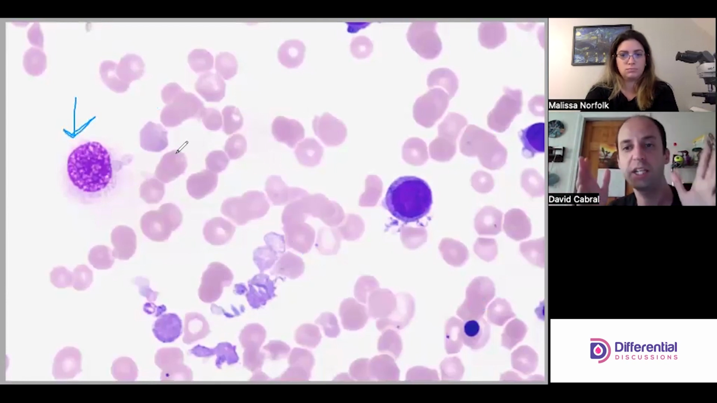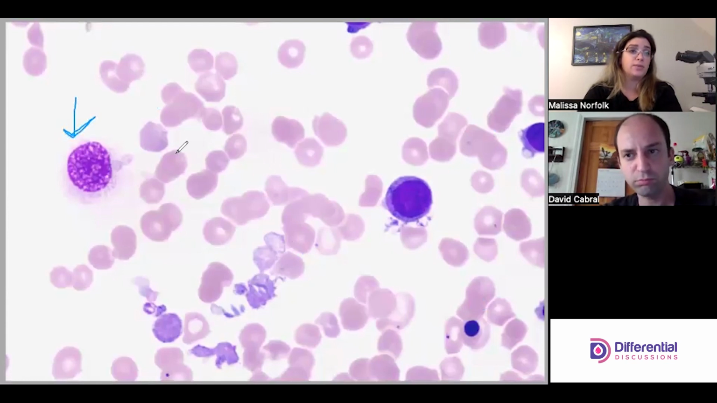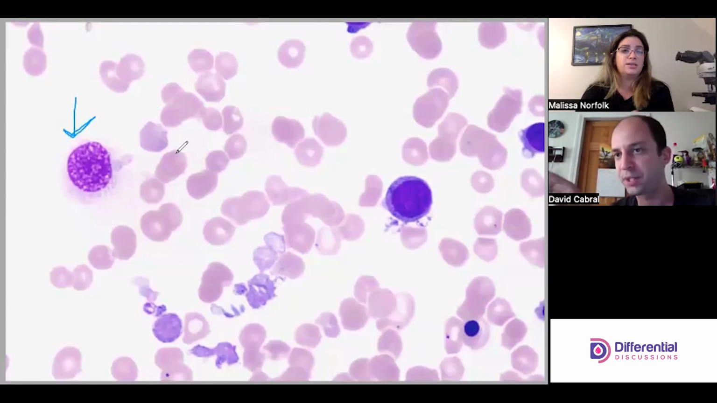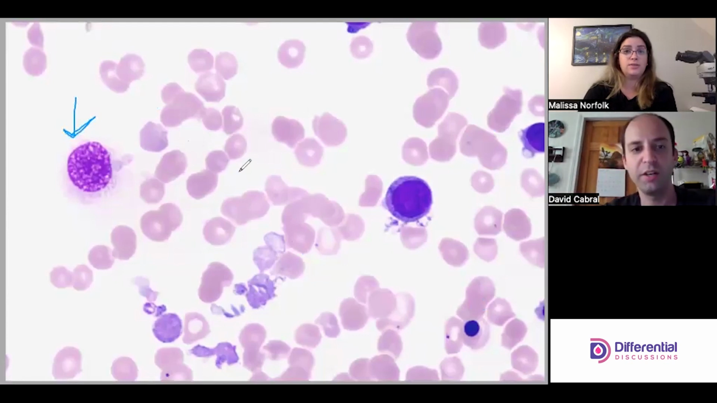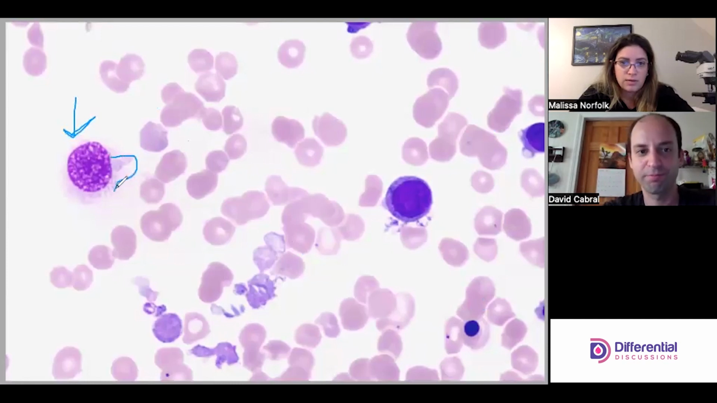So what we're seeing here, and correct me if I'm wrong, Melissa, is an expelled nucleus from a pathologic megakaryocyte. So it's a fragment of it. It does usually take one of the nuclei, but it does steal some cytoplasm. And that's why we can see some cytoplasm, like right here and in this area.